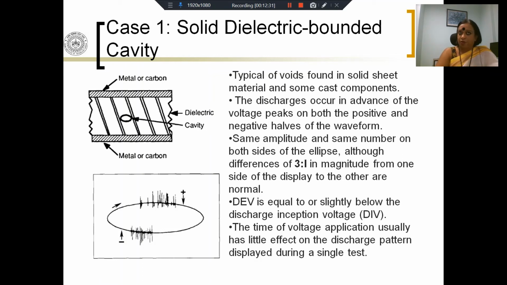Okay, this is about the phi QN analysis. So you look at the phi QN analysis and you have an inkling that this could be a void somewhere, a dielectric bound cavity. Then you look at other factors. You find that the discharge extinction voltage is equal or slightly below the discharge inception voltage, and the time of voltage application usually has little effect on the discharge pattern displays during a single test. So when you see these three things together, you have enough reason to believe that this would be due to a dielectric bound cavity.